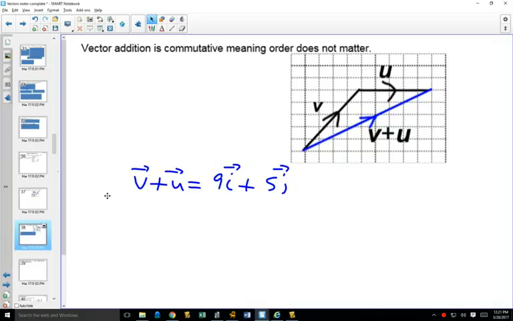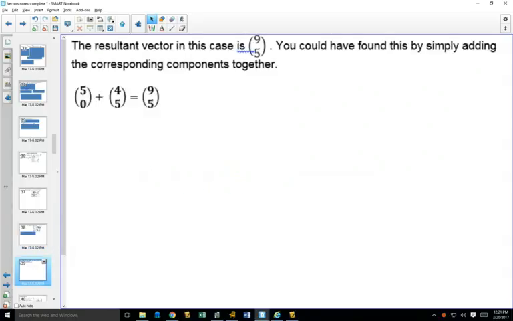Now, we could draw things out every single time and figure out that it would be 9i plus 5j. But if we look at the coordinates of our original two vectors, adding vectors is going to be really, really easy. So here's the column vector for the 5, 0 vector, and there's the column vector for the 4, 5 vector. How hard is it to add vectors? Not very hard at all. You're just going to add the corresponding coordinates. So 5 plus 4 is 9. And 0 plus 5 is 5.